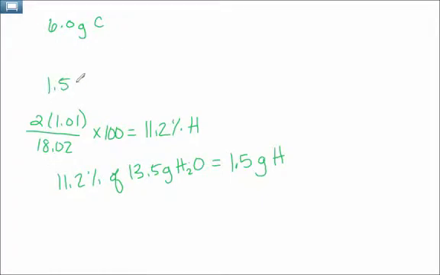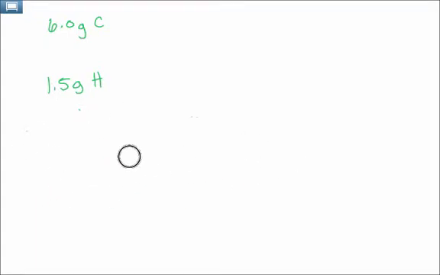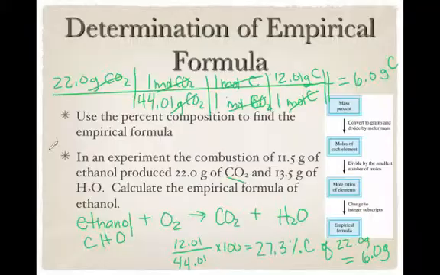So 1.5 grams of hydrogen. I'm going to copy that here and then erase this part. And now, how much oxygen? How would we figure out how much oxygen? Because in our equation, there's two things with oxygen in it. Do we know how much? There's oxygen here and here.